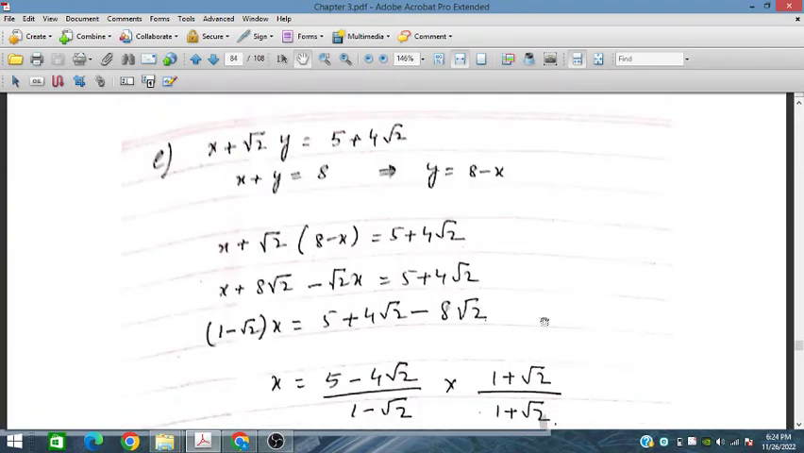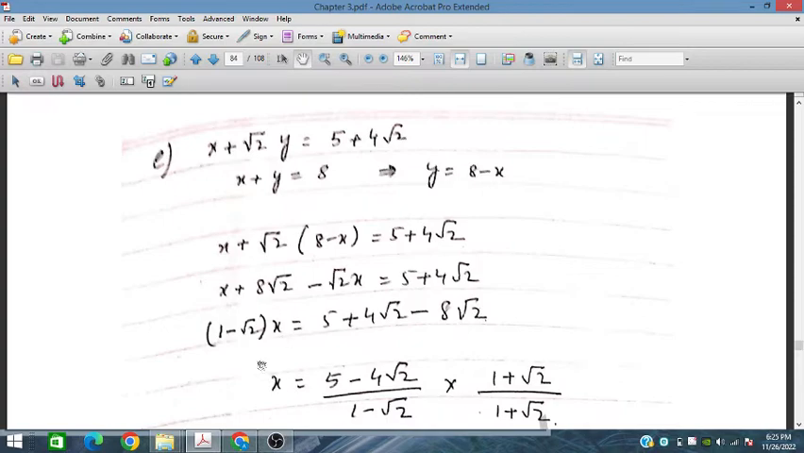This one: x plus under root 2 y is equal to 5 plus 4 under root 2, and x plus y is equal to 8. From the second equation we can place y is equal to 8 minus x and substitute in the first one. So x plus under root 2 times (8 minus x). Now we will solve it for x. So this is x, this is 8 under root 2 minus under root 2 x is equal to 5 plus 4 under root 2. x may be taken common and this may be shifted to the right, so 5 plus 4 under root 2 minus 8 under root 2.